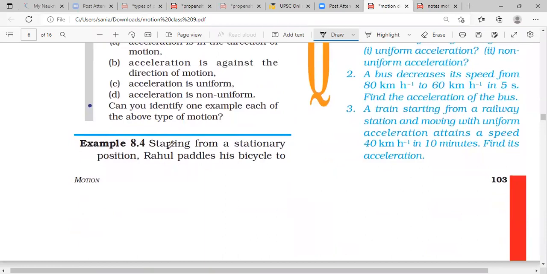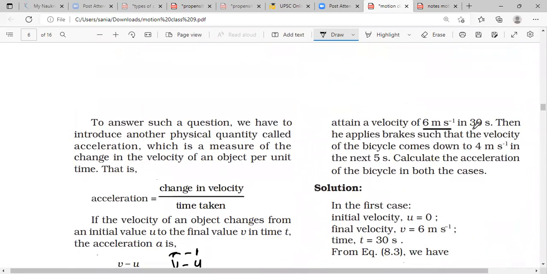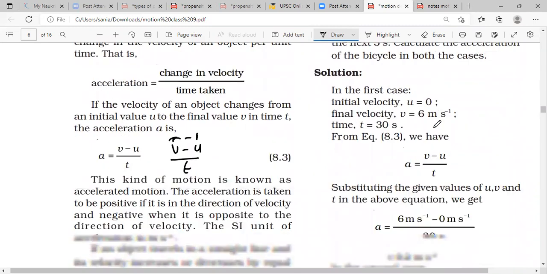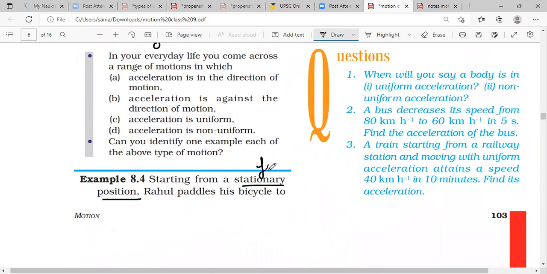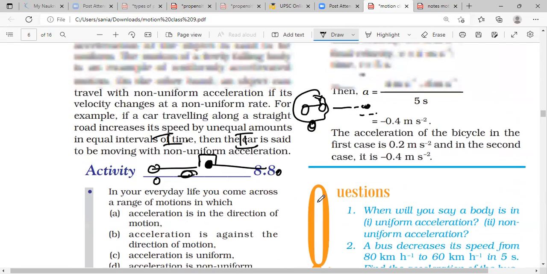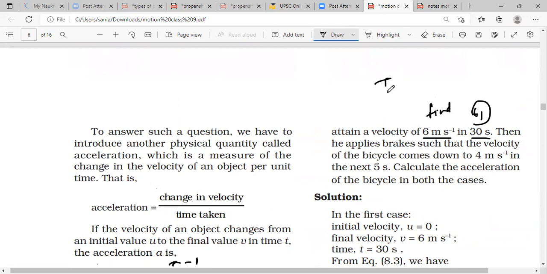Okay. So you can see, starting from a stationary position, Rahul pedals his bicycle to attain the velocity of 6 meter per second in 30 seconds. So basically this is your time t1, right? The question says starting from a stationary position, which means a fixed position. So at that moment, what will be the initial velocity? It will be 0, because he is not moving. And then he attained the velocity of 6, which will be the final one. So this will be case number 1.